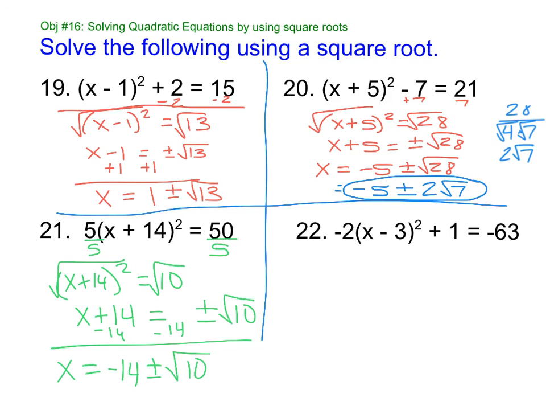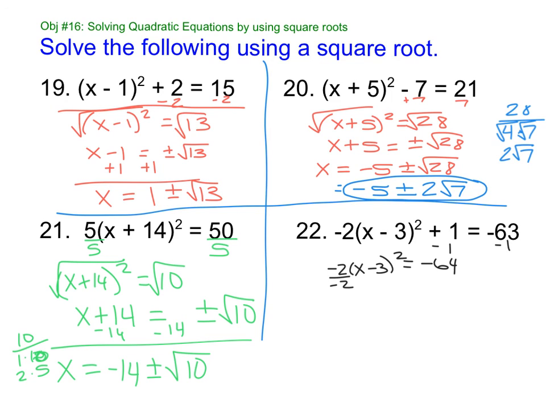Is there a perfect square that goes into 10? 10 is 1 times 10 and 2 times 5. 1 is the only perfect square, so you can't do anything to it. We're done. Last one. We're going to subtract 1. Negative 2 times x minus 3 squared equals negative 64.